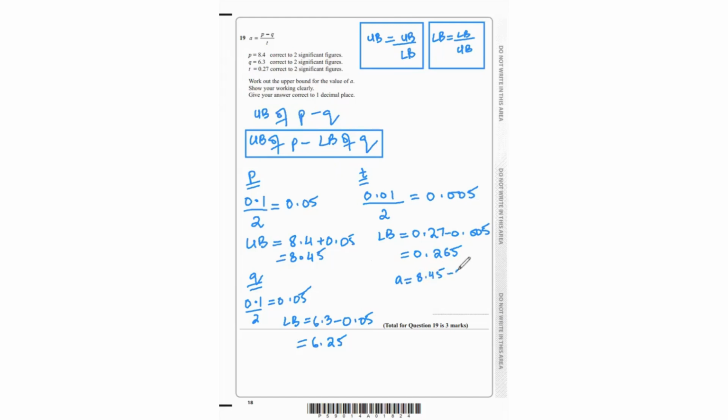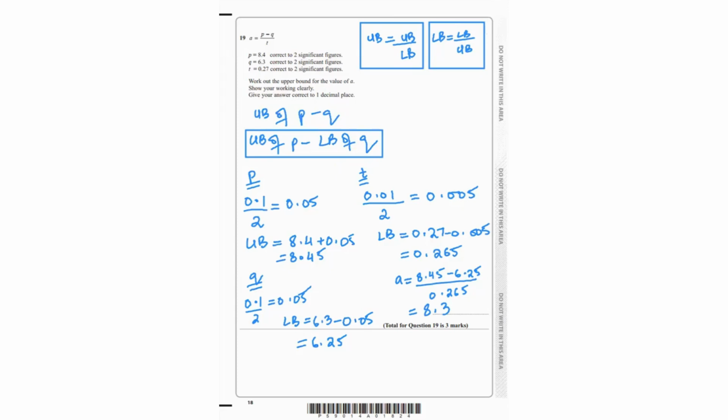So for the upper bound of a, it will be 8.45 minus 6.25 divided by 0.265. That's going to give us 8.30. They want the answer correct to 1 decimal place, so 8.3. That is the upper bound of a.